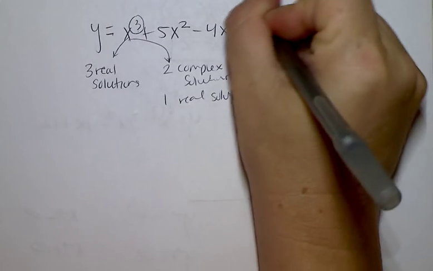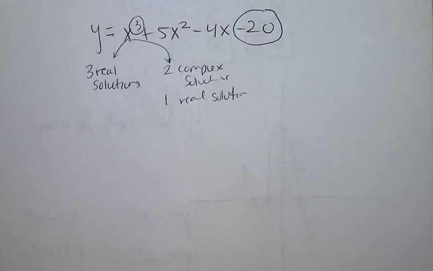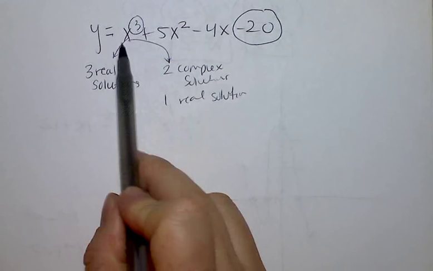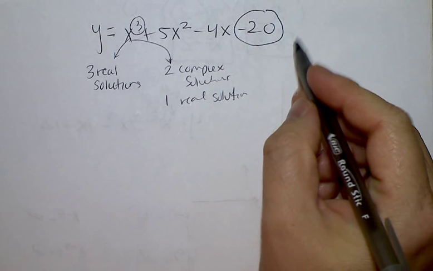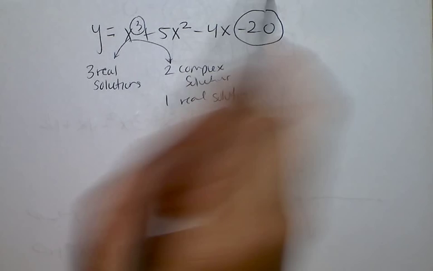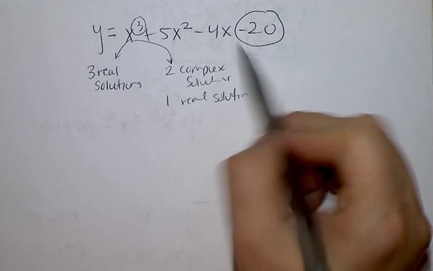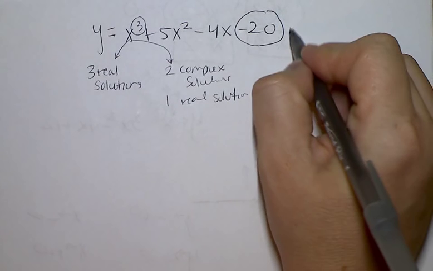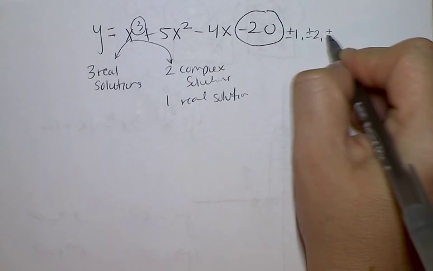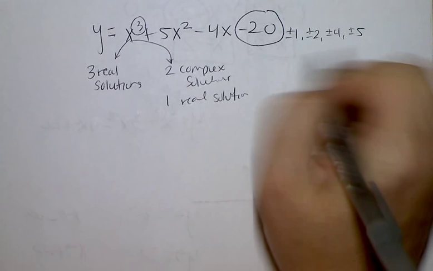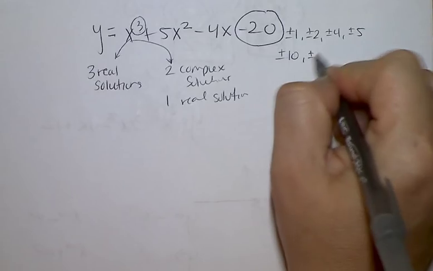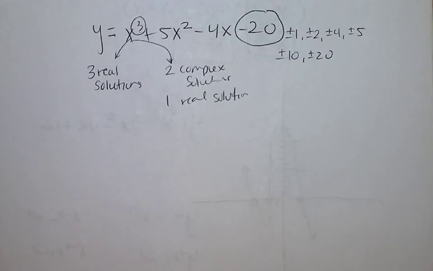Please circle the constant at the end. Not only is that your y-intercept, but that along with your leading coefficient is going to help us determine the possible real solutions. Because this is a 1 in front, it's not making a difference at this point, so we can focus just on the last number. So plus or minus 1, 2, 4, 5, 10, and 20. So this has 12 possible real solutions.